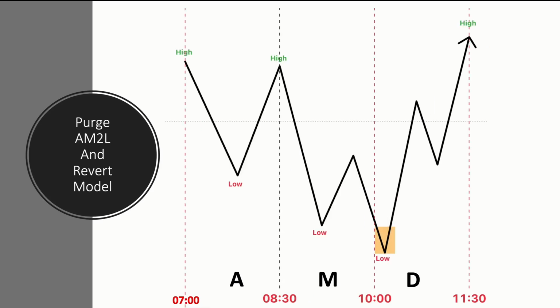If we take a look at the second AM scenario, we can see the following. We can see that this is a purge of the second AM cycle's low, and the market then reverts higher. This occurs when between 7 to 8:30 the market has been delivering lower, then during 8:30 to 10 the market continues this sell side delivery, so the market is drawn lower.